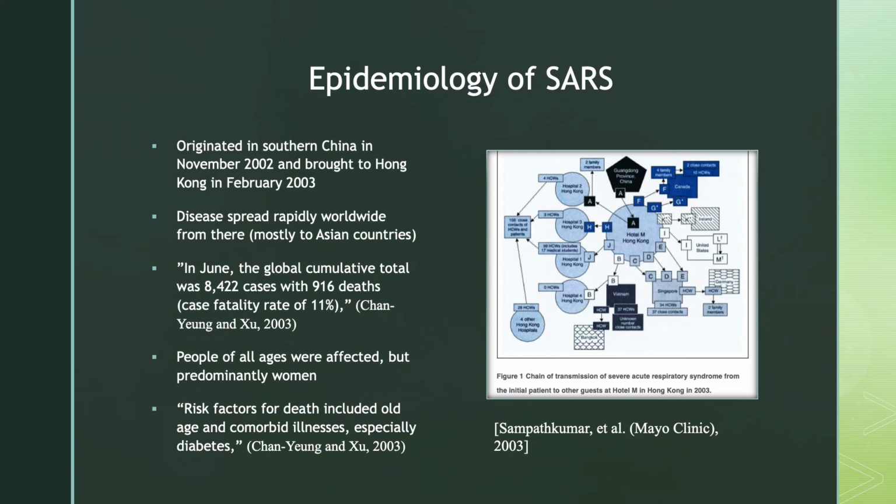SARS originated in southern China in November 2002 and was brought to Hong Kong in February 2003. The disease spread rapidly worldwide from there, mostly to Asian countries. In June, the global cumulative total was 8,422 cases with 916 deaths, with a case fatality rate of 11%. People of all ages were affected by this disease, but predominantly women. The risk factors for death included old age and comorbid illnesses, especially diabetes.